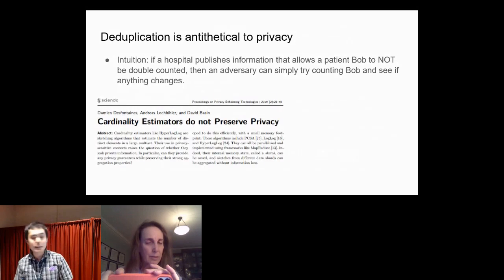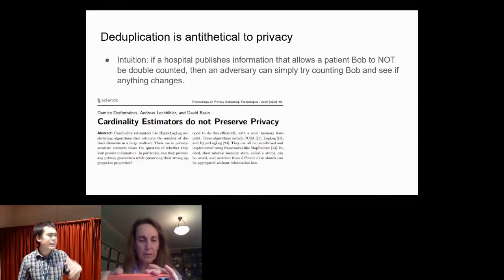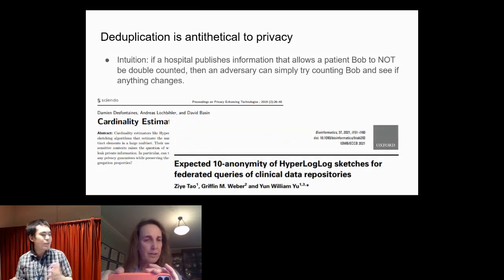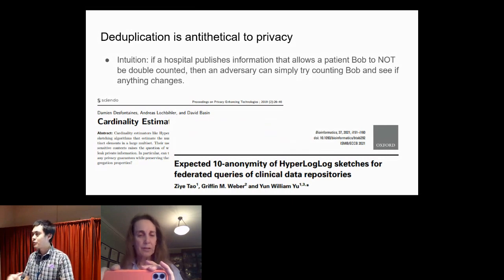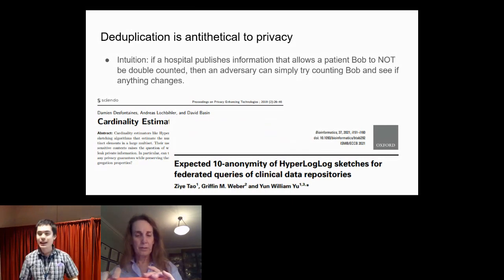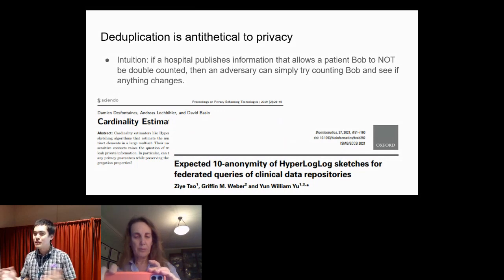And indeed, there have been several papers recently. Desfontaine et al. published a paper showing that cardinality estimators just in general don't preserve privacy. And that really gets back to this deduplication. But that's with a sort of strong form of privacy. You might wonder, well, maybe you can have some weaker form of privacy. It turns out that you can't even do very weak forms of privacy. For those of you who are already in the privacy literature, you'll be familiar with things like k-anonymity. And it turns out that hyperlog sketches don't even give you very much k-anonymity.